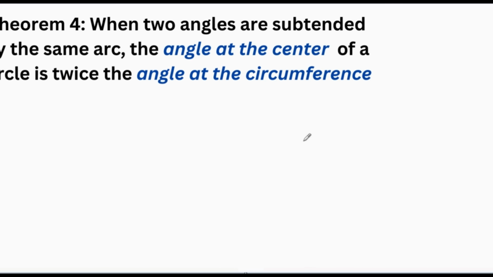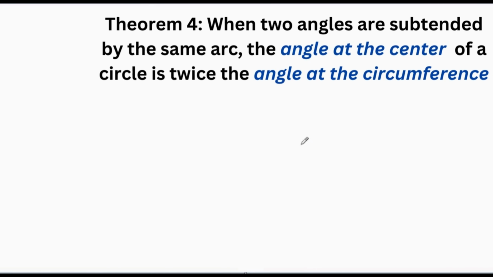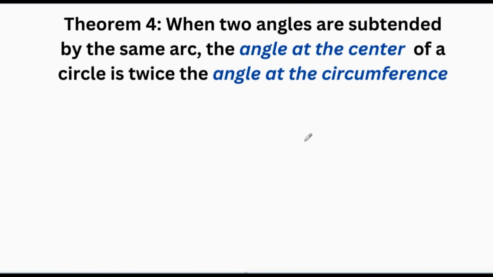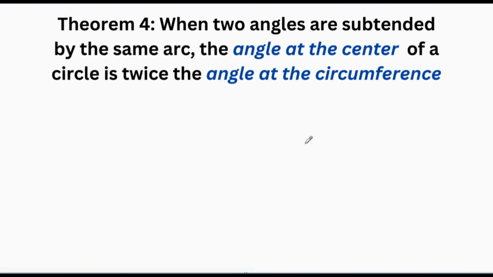Good day everyone. In today's video, we are going to talk about another circle theorem, and it states that when two angles are subtended by the same arc, the angle subtended at the center of the circle is twice the angle subtended at the circumference of the same circle. Let us address what it means for an arc to subtend an angle.